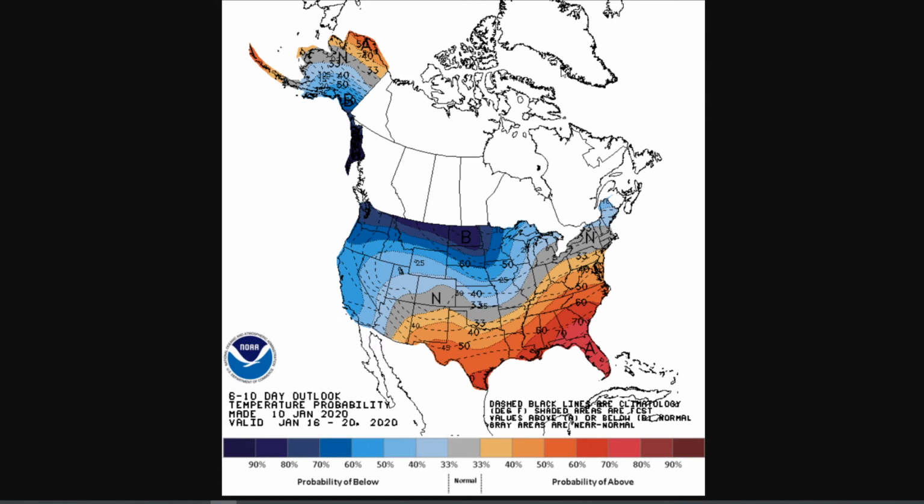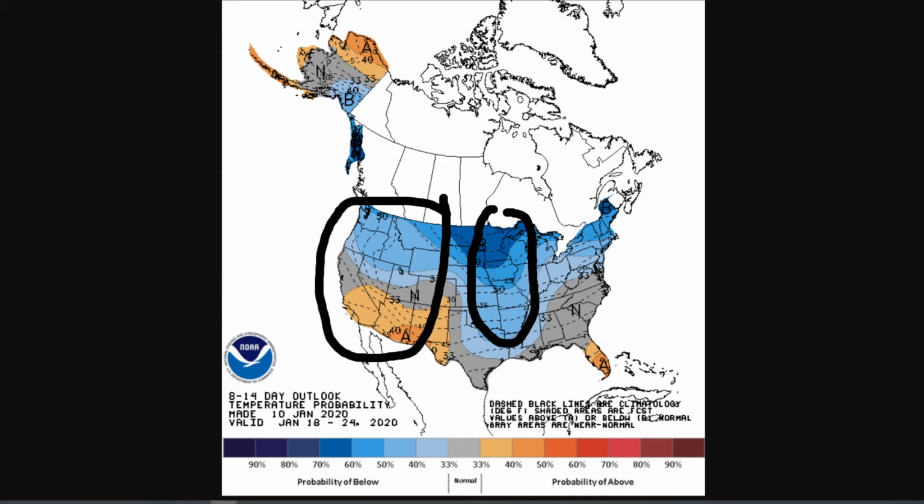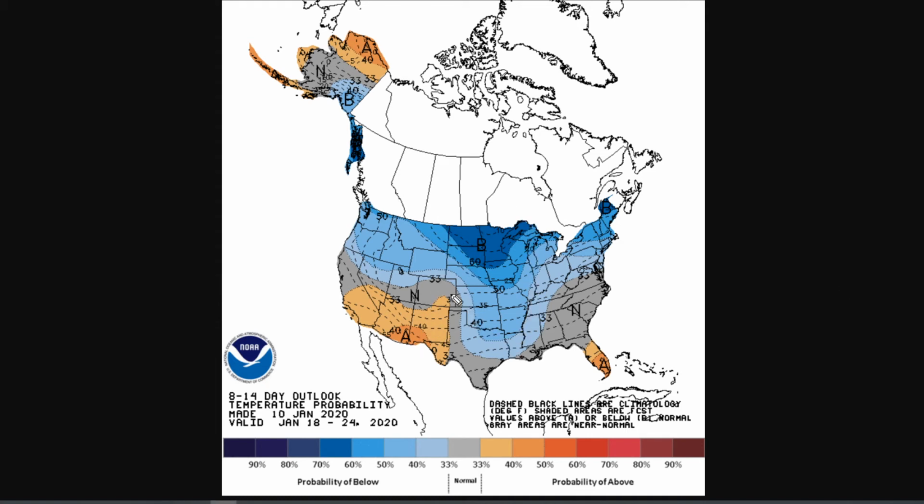So as we continue this, here is the 8 to 14 day outlook. You see the heart of this cold air, instead of being centered over the western U.S. and the Rockies, is now centered over the central United States. And now you have this warmer air starting to break out over parts of the western United States, the southern Rockies.